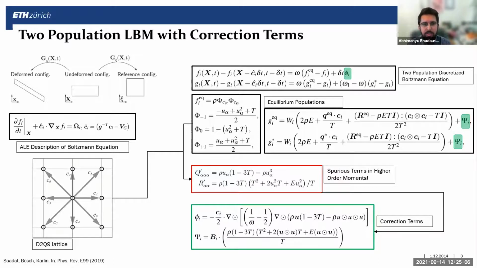Another thing that we do here is, since we have fluid structure interactions, we will have moving bodies. So we use the ALE, the arbitrary Lagrangian Eulerian description of the Boltzmann equation, which allows for deformation in the domain. The equation is there on the top left. The form of the equation is quite similar to the regular LB form. The only difference you will notice is the Ci hat, which is essentially a transformed lattice velocity that we use.